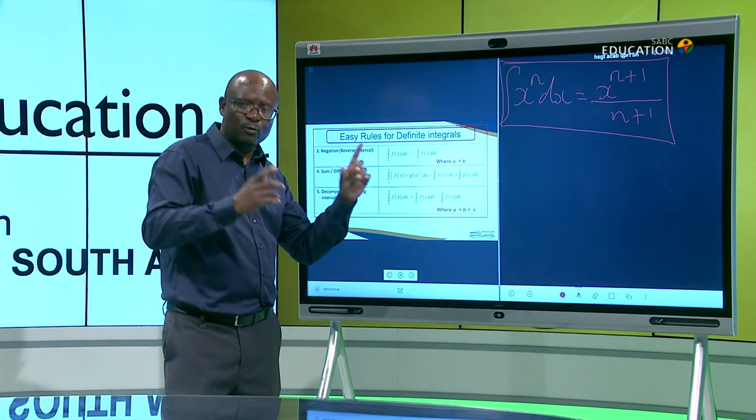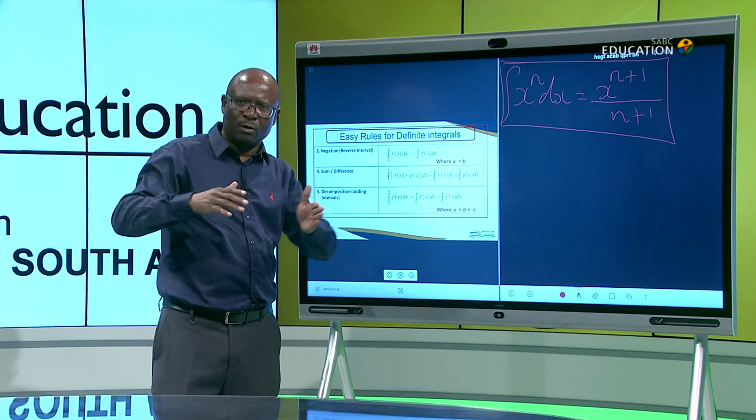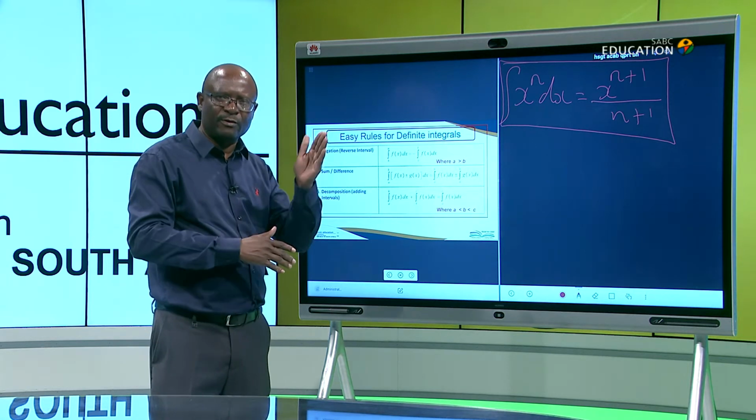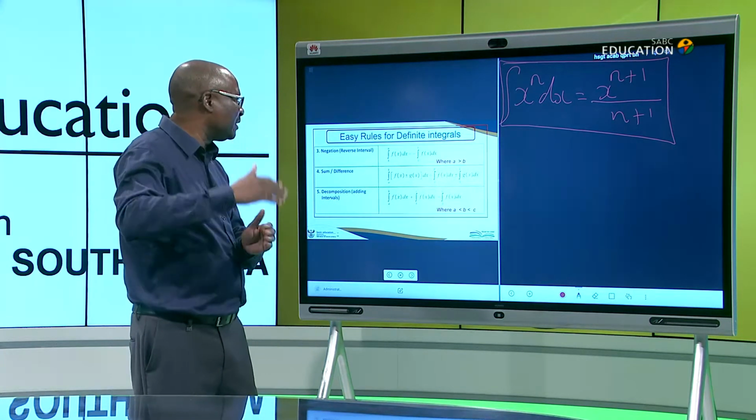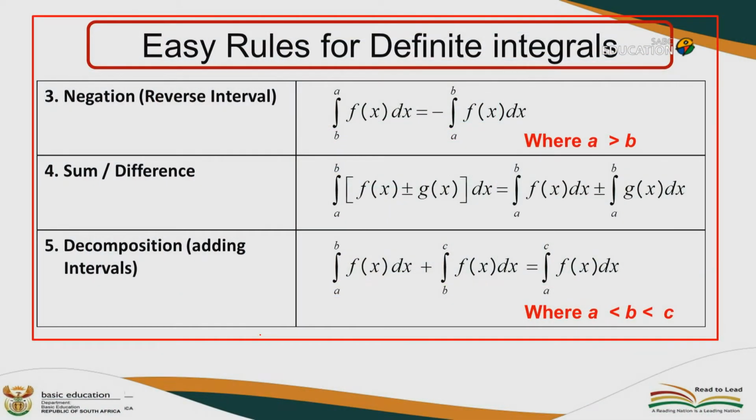Remember always, when you are given a problem, you must always check your lower limit and your upper limit, wherein your value of A should be your lower limit and your value of B should be your upper limit. Then rule number 4, this is exactly the same as what we did with our indefinite integral, wherein if we are given the sum or the difference of 2 functions, then we determine the integral of separate functions. We don't have to waste time on that one. And the same applies to the decomposition.